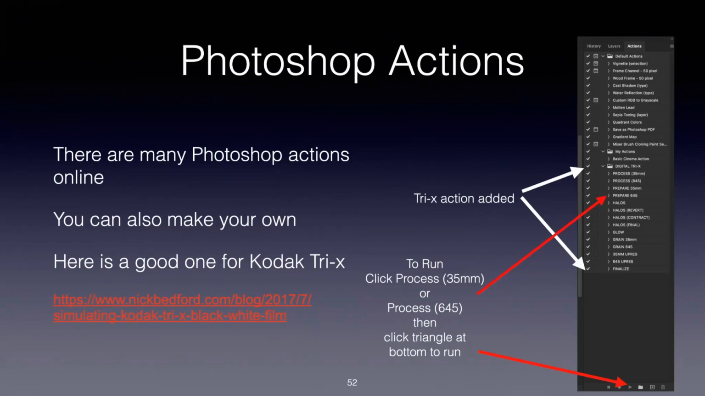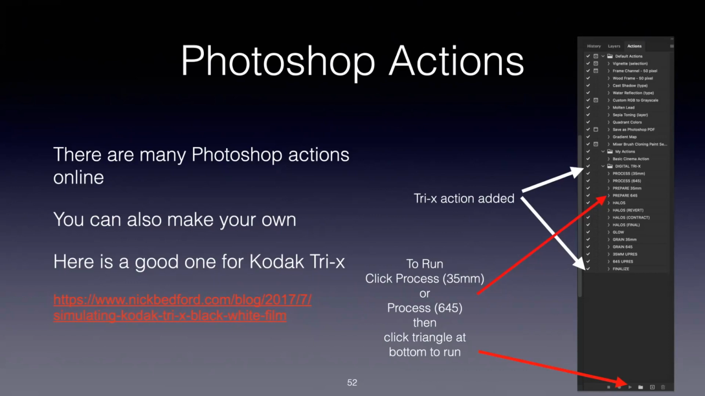And if you see those little check marks, you can turn off different steps in the action. The action you see above where you see a file and it says digital GRIIIx, and the check mark is on. That means you can run that action by putting your cursor on, say, process 35 millimeter. You highlight that, and then you push that little triangle at the bottom, and it'll run the action all the way down from that point to the end where it says finalize.